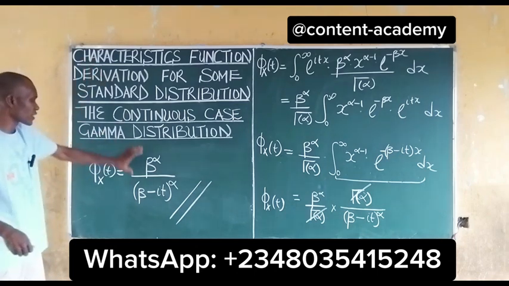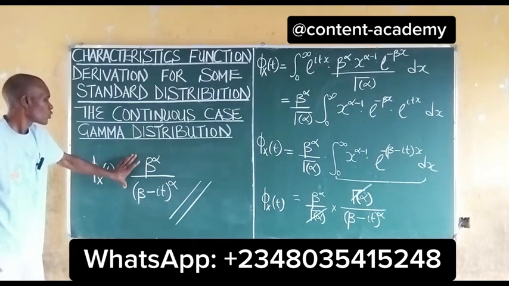So here we have the characteristic function for the gamma distribution to be this.